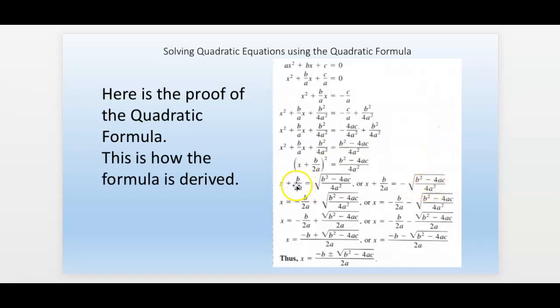The b over 2a, we can move to the other side by subtracting b over 2a from both sides. The denominator here is 4a squared, so we can just take the square root of that because it's a perfect square. The denominator becomes 2a. Both the denominators are the same, so we can put those two terms together. And that's how we get the quadratic formula, okay?